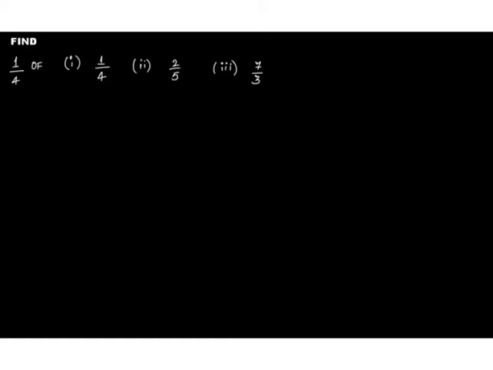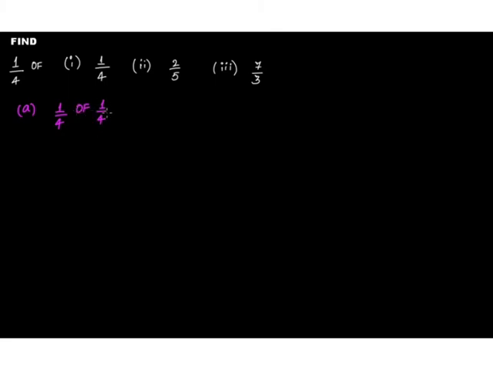Here are some problems on multiplication of a fraction by a fraction. The first one is 1 by 4 of 1 by 4. So if we take this first one, 1 by 4 of 1 by 4. Now we know that in a fraction, of means what? Actually multiplication. That there is 1/4 of something.